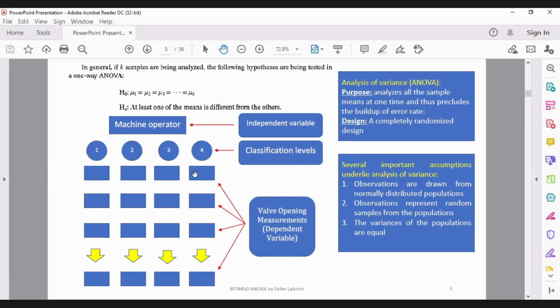This design is completely randomized, meaning that measurements should be taken and measured in a random way. Some assumptions related to these experiments or to these hypothesis tests should be noted or observed. First one, observations are drawn from normal distribution.